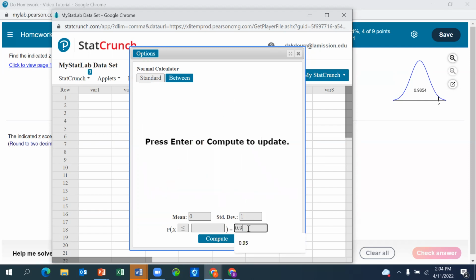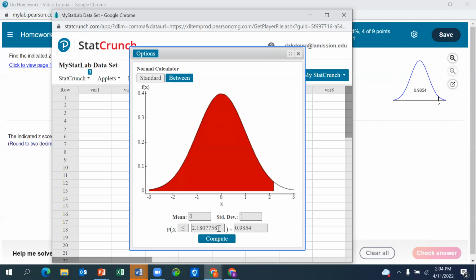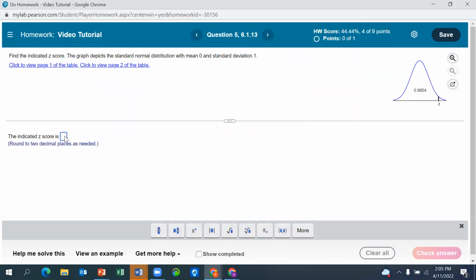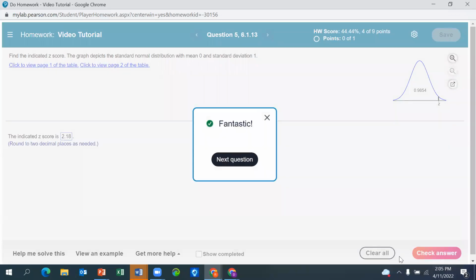It's 0.9854. And remember, it's a probability to the left of the Z-score, so that's why I have to keep it less than or equal. Now click on it, and that will give me Z. That is what they're looking for: 2.18. Remember, the Z is usually 2 digits after the decimal point, and you round it in general. So rounding it is 2.18. You can copy it or type it. So 2.18, here it is. And take your answer. All right.